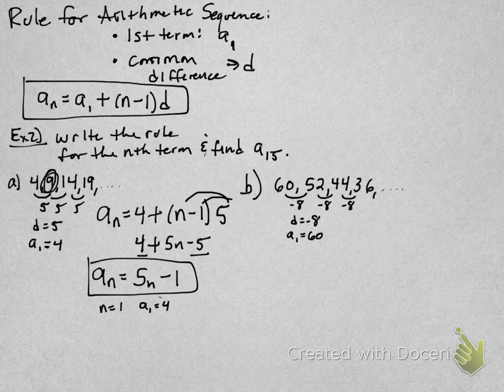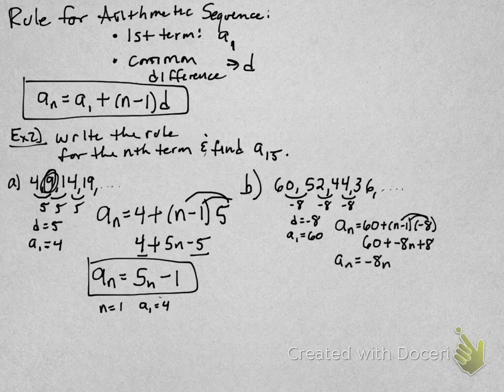So to write the formula, a sub n is going to be my first term, 60, plus n minus 1 times the common difference, negative 8. So just like before, I'm going to distribute, and I'll get 60 plus negative 8, and then a negative times negative is positive 8 there. If I add the common terms and rewrite it, I'm going to have negative 8n to start, and then 60 plus 8 is plus 68.